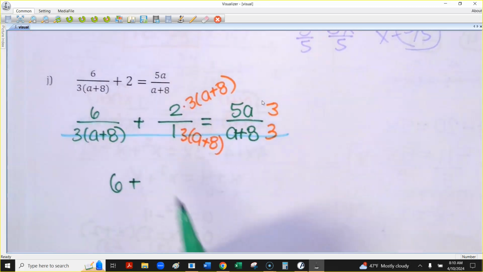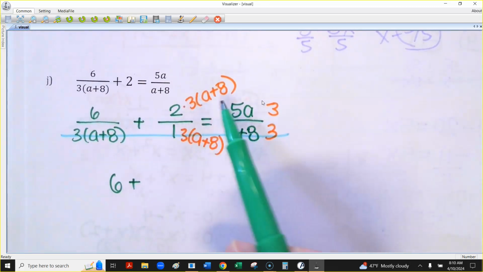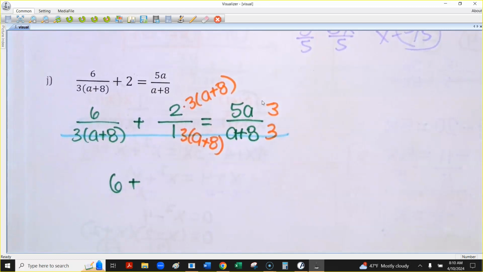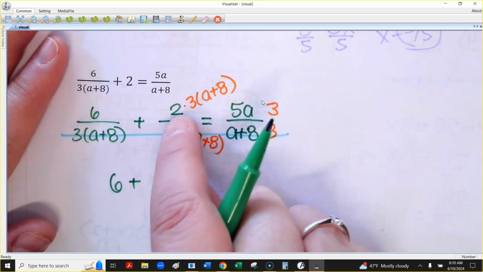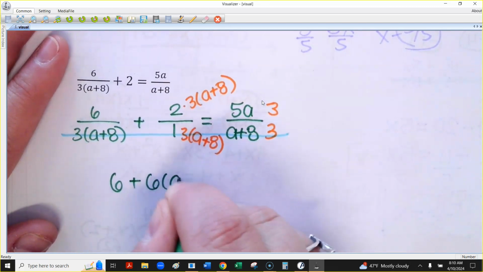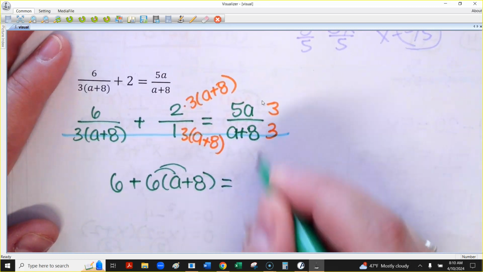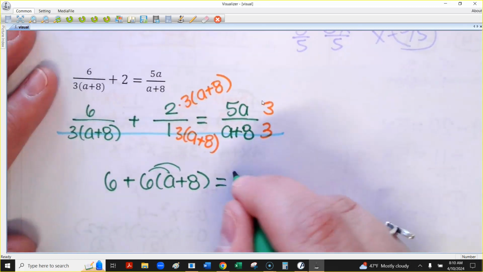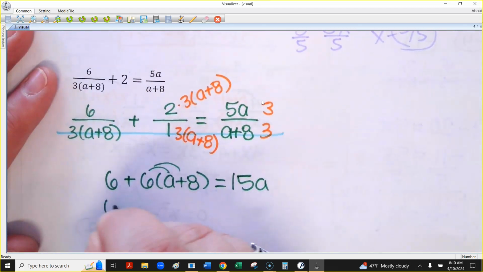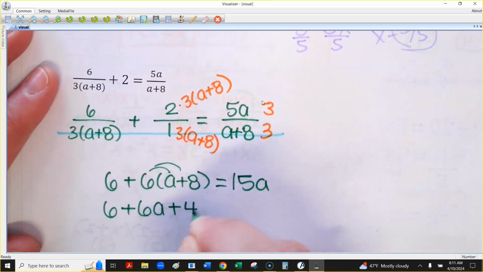How would you simplify this 2 and then 3a plus 8? Like, how would I simplify that? Exactly. Just multiply it. This would just be 6. 2 times 3 is 6. And then just distribute that 6. You do have to distribute that. The other side, you just have 5a times 3, so that would be 15a. But this is going to avoid us having a quadratic. So this will be 6 plus 6a plus 48.